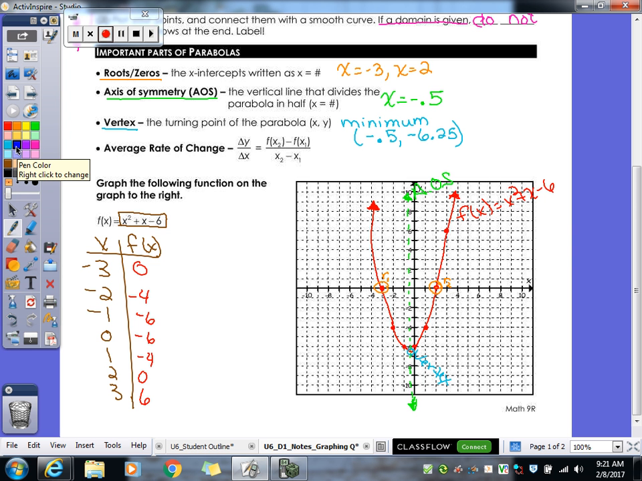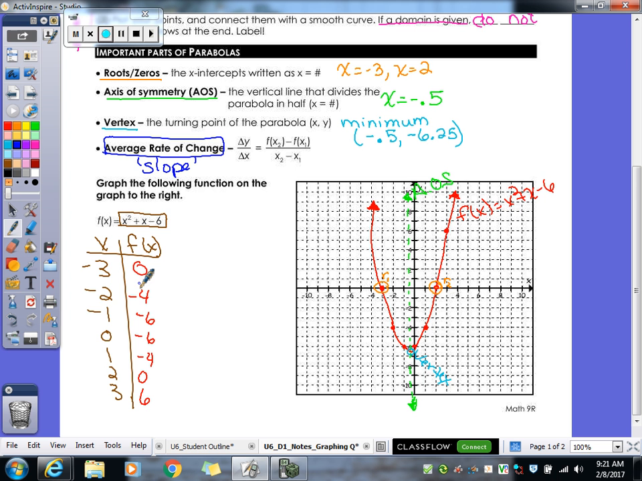And then our last question we have to get used to, they're going to ask us a lot, is your average rate of change, which is another way of them asking you to find the slope. They give you two x values. They want you to find the slope of a line if you connected those two x values.